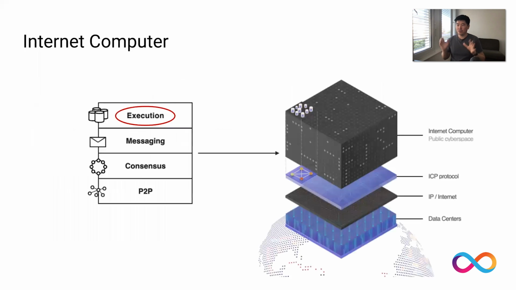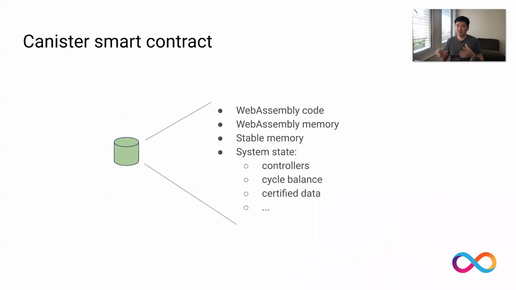All right, so we are going to focus on the execution layer of the internet computer. This layer is responsible for running WebAssembly code of smart contracts. And you can think of a smart contract as a combination of WebAssembly code, WebAssembly memory, stable memory, and the system state, which contains other information related to the canister.